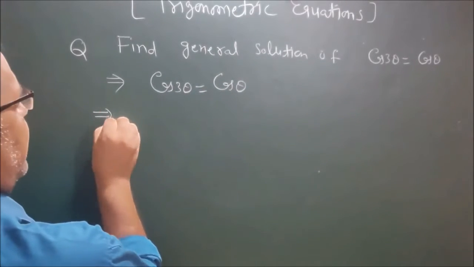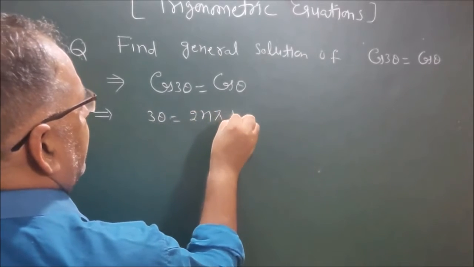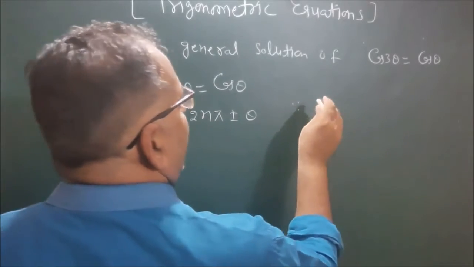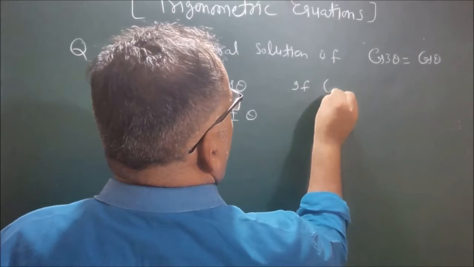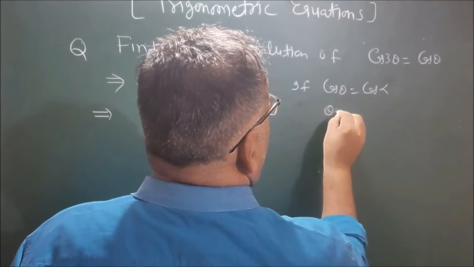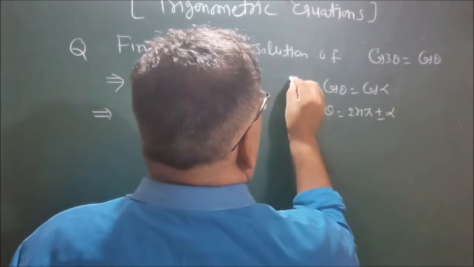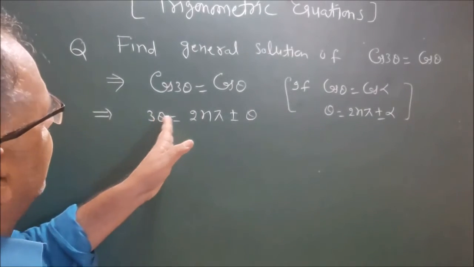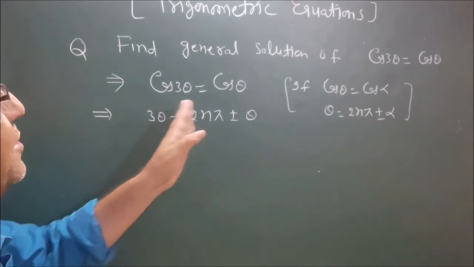So now the general solution is 3 theta equal to 2 n pi plus minus theta, because if cos theta equal to cos alpha, then the general solution is theta equal to 2 n pi plus minus alpha. Here we want to find the value of theta, and theta is coming in the term of theta. So this solution is not called a complete general solution.